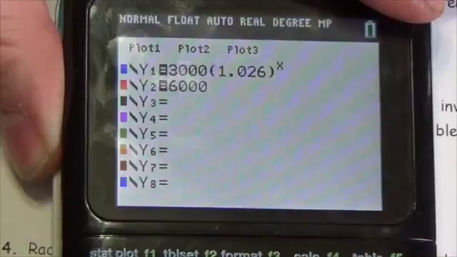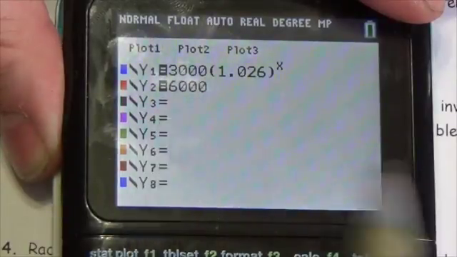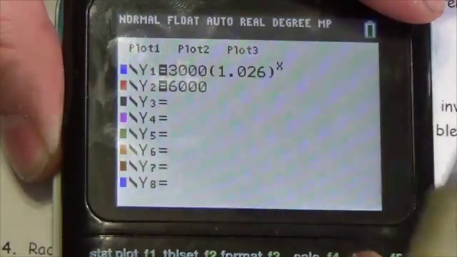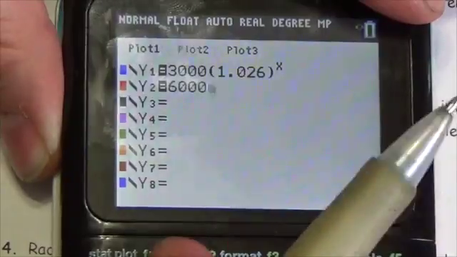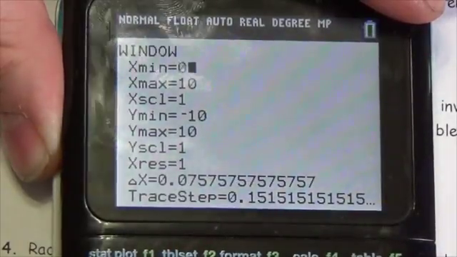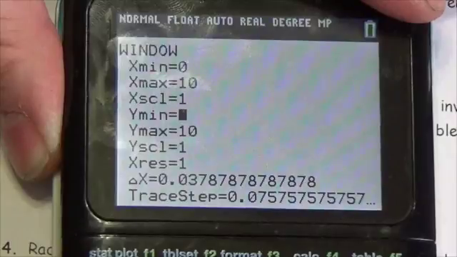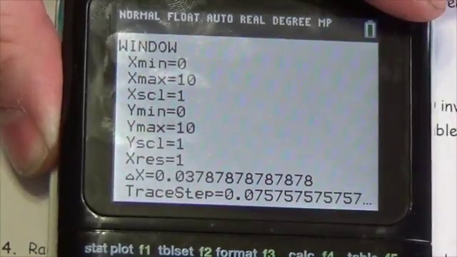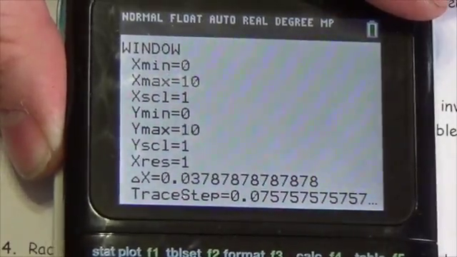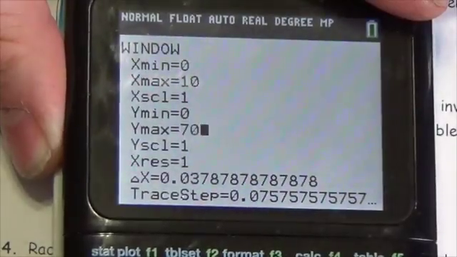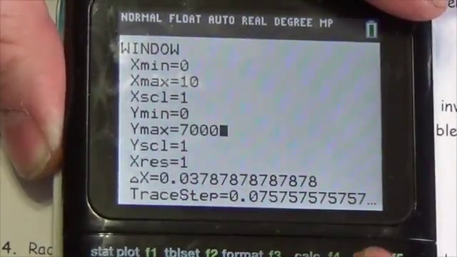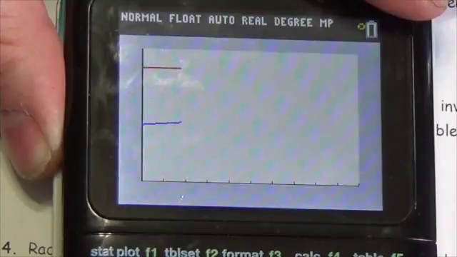Now, I'm going to graph this, although I don't know what the x value should be, I can tell you right now my y value should be substantially larger than what it is. I've got the regular window settings. Negative time doesn't make much sense, neither does negative value. So x min and y min should probably both be 0. I don't know what the x max should be, but the y max should very likely be larger than 6,000. So let's make that maybe 7,000. And let's just see what happens when I graph it, when it goes out to 10 there.